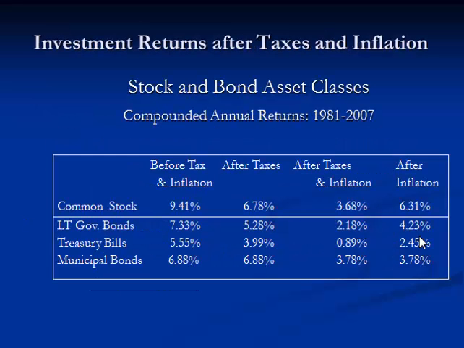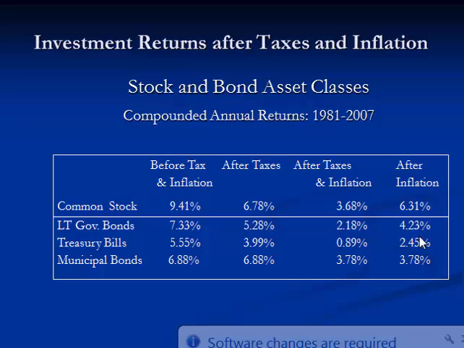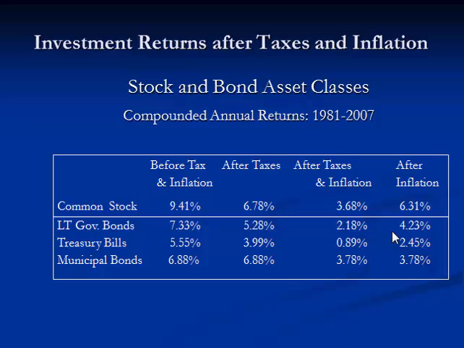Here are some examples of returns over the past. You can look at that on your own. You can see common stock, long-term government bonds, treasury bonds, municipal bonds. It goes from 1981 to 2007, before the financial crash. So you can think of this time period as being somewhat normal.